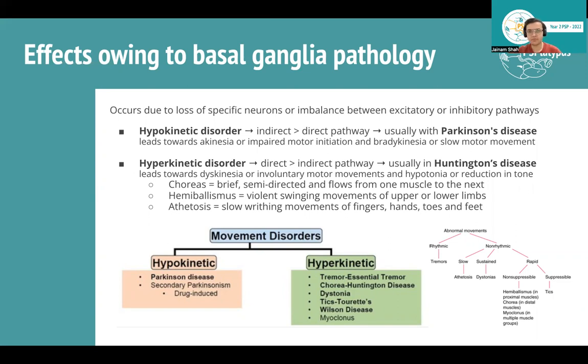Hyperkinetic disorders are also common, but we're not going to talk about them too much. They're when the direct pathway overcomes the indirect pathway, and it's typical in a condition called Huntington's disease, which leads to dyskinesias or involuntary movements, hypotonia, and other things like chorea, hemiballismus, athetosis, which are all different terms that describe similar events where your body has uncontrolled movements. But I've included a little diagram here to show the difference between all these terms. It's not really important to know the difference, but they all have clinically different presentations.